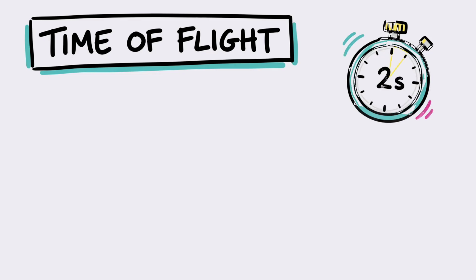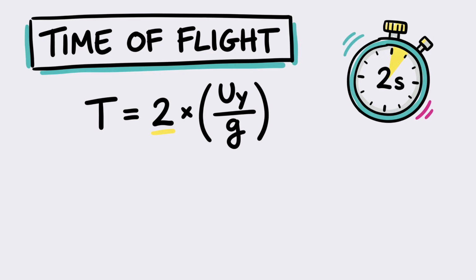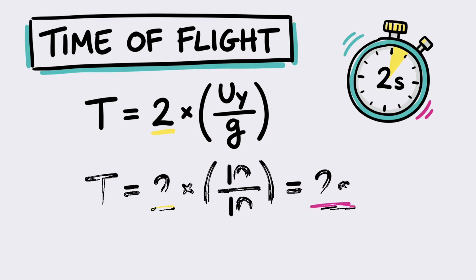Now for the time of flight. This is just twice the time it takes to reach the peak. Since our vertical velocity is 10 and gravity is 10, the time to reach the top is exactly 1 second. Therefore, doubling that, the total time of flight is 2 seconds.